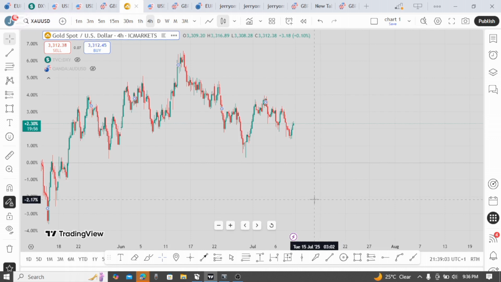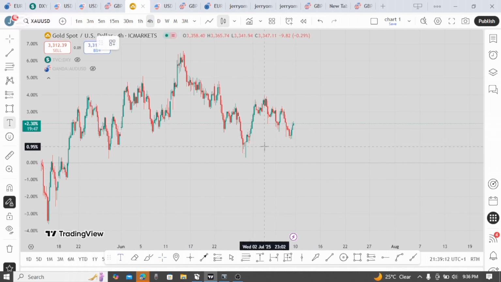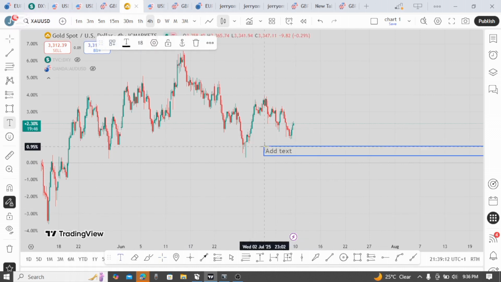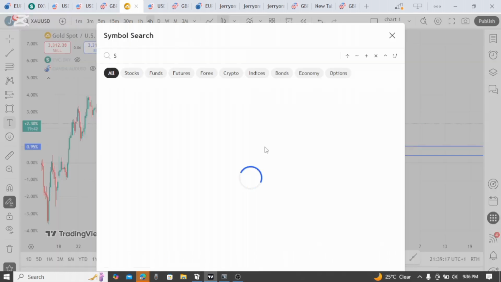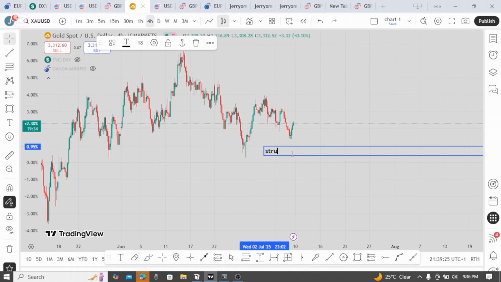I told you earlier there are four concepts that you have to know when it comes to technical analysis. The first one is that you have to know what a structure is. If you are trading, the first thing you need to know is what the structure is.